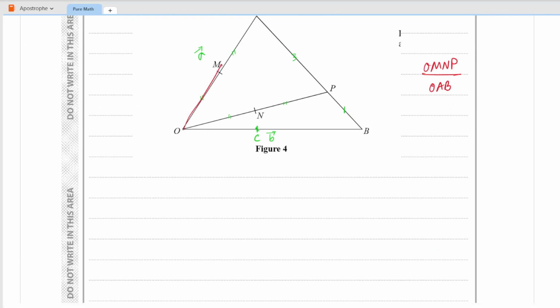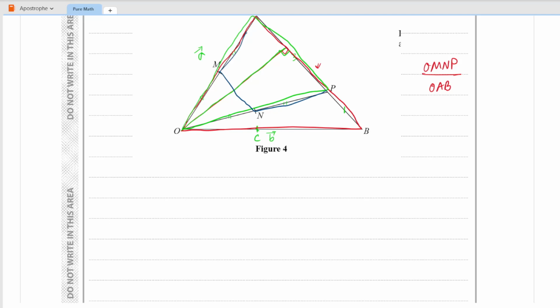Okay, OAB, which is this triangle, if we take AB as the base, then this becomes the height. Maybe not like that, something like this maybe. So this becomes the height. If we take the triangle OAP, this becomes the height as well if we take AP as the base. Okay, and this trapezium, this is a trapezium.